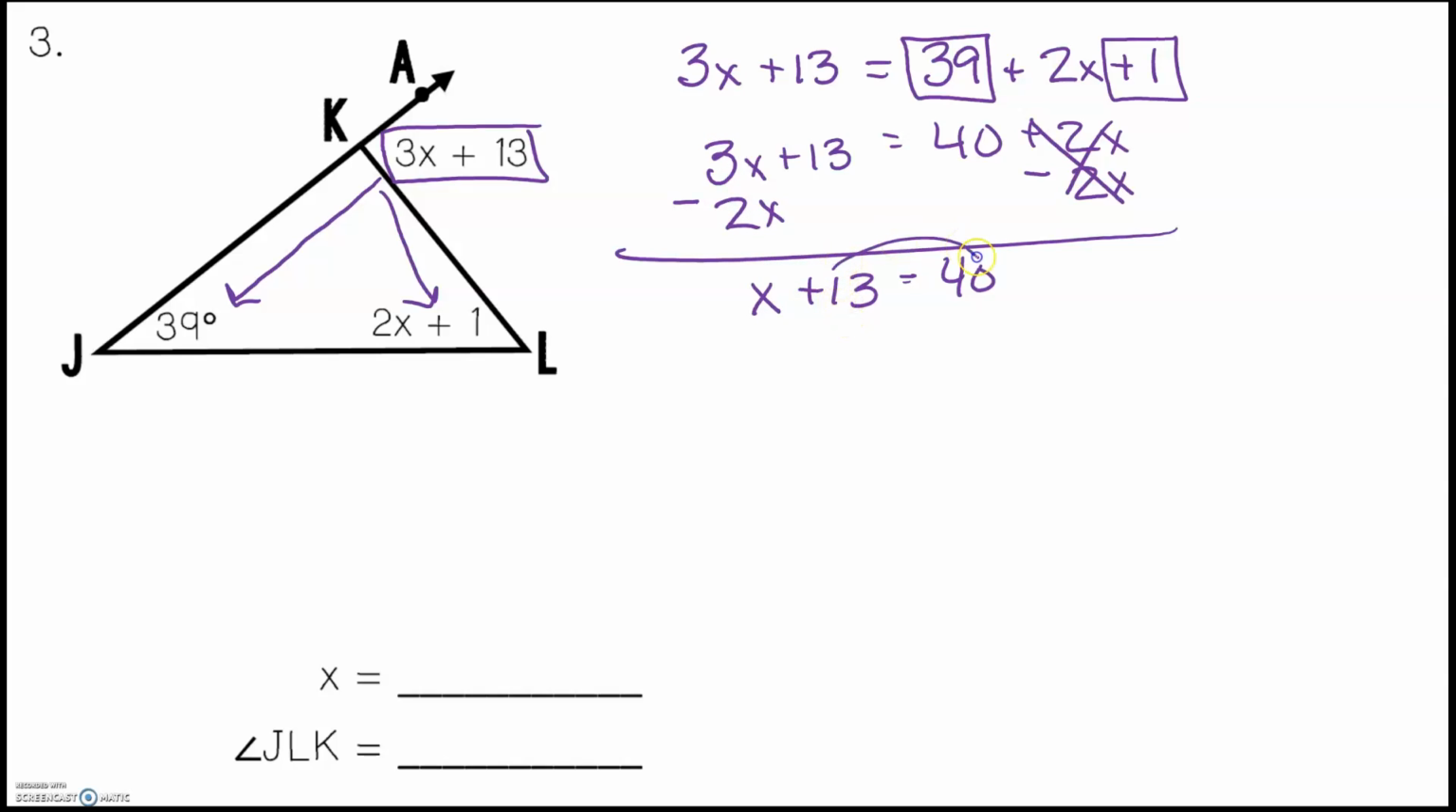Now I'm going to move this number over here by doing the opposite, or subtracting 13. This makes 0. 40 take away 13 lands me at a whopping 27. So the value of x is 27. And then the angle that I have to find is angle JLK, or the L. So we're going right here.